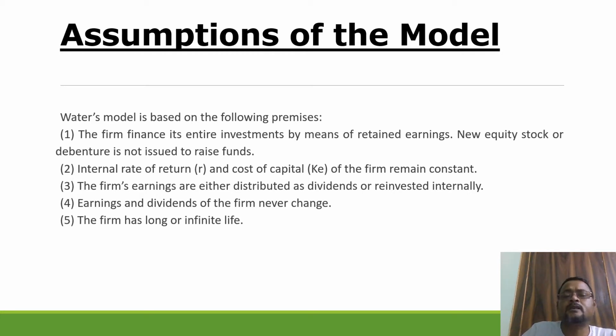It also assumes that the internal rate of return and the cost of capital for the firm will remain constant over a long period of time. EPS and the firm's earnings will be either distributed as dividends or retained by the firm. Earnings and dividends will not change, and the stock issuing firm obviously has a long and infinite life. So we are talking about the long term, not 2, 3, 5 years. It's a long term investing horizon.